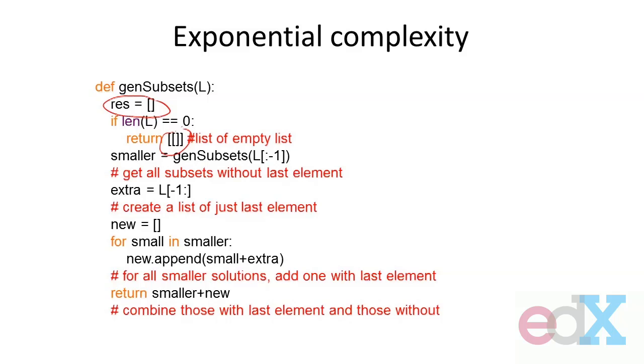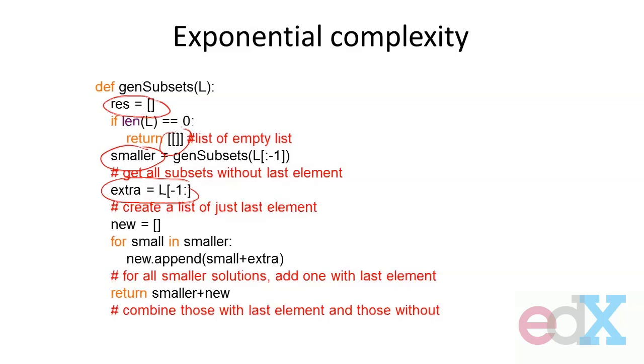Well, I'm going to use that recursive idea. I'm going to first say, let's take everything in the list but the last element and get all the possible subsets of that. I'm going to call that smaller, right here. I'm going to get a list of just the last element, right there, which is extra. And here's what I want to do. I want to take all of the things in smaller and add that last element to them, because those are all subsets of the longer list.